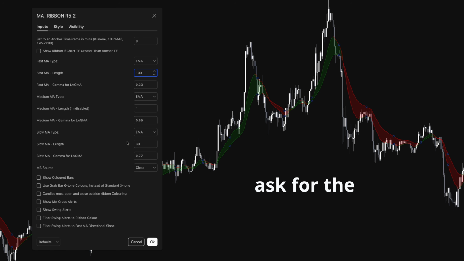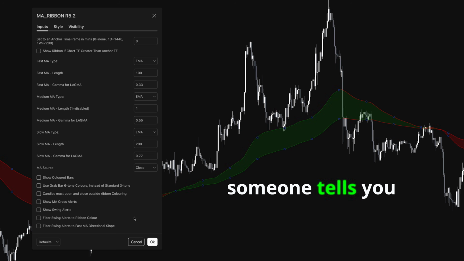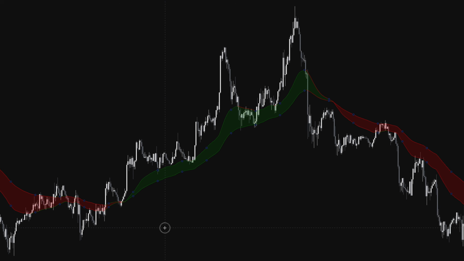And before you ask for the best time frame, the best one is the one you're actually trading on, not the one someone tells you is optimal. Make your necessary adjustments, test it, backtest it, forward test it, and find what works for you.